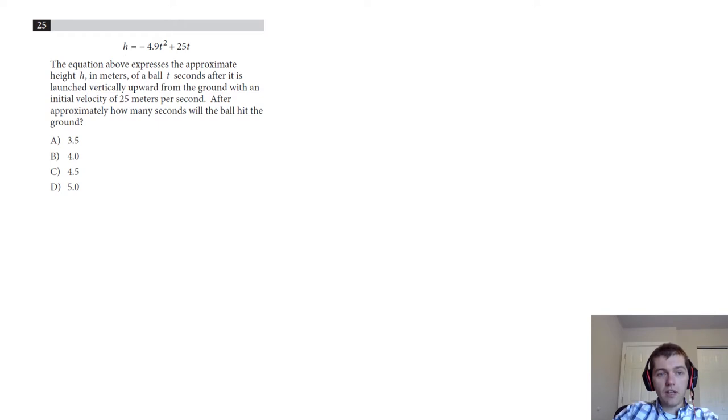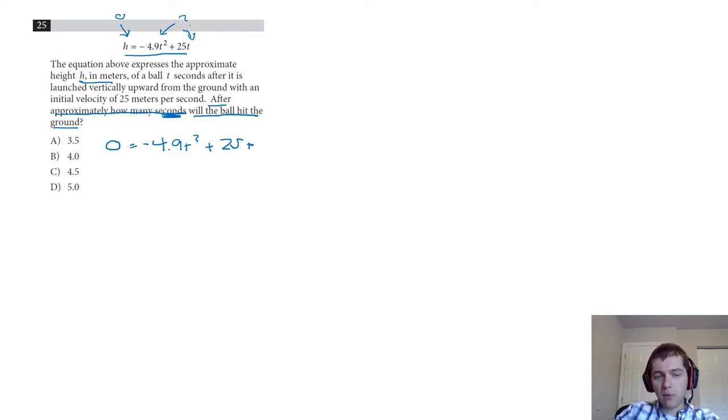Question 25. They give you an equation, and what they're asking for from this equation, after approximately how many seconds, where seconds is t in that equation, will the ball hit the ground? And they give you that h is the height, so you're looking for when h is equal to 0, what is the value of t? So start by going ahead and plugging in that 0 for h. So you're at height 0 is equal to that negative 4.9 t squared plus 25 t. And you know you need to solve for t.